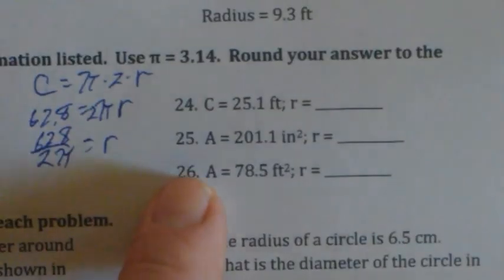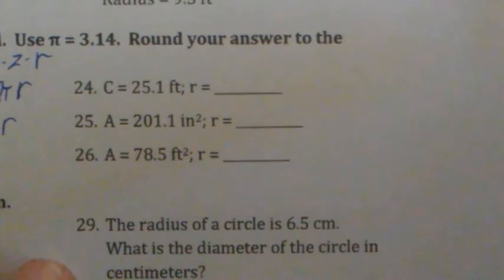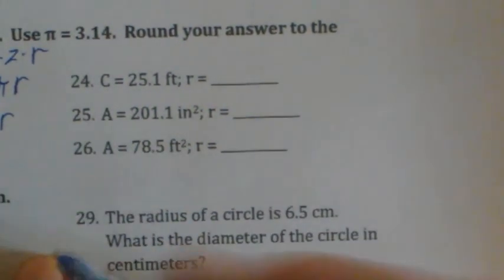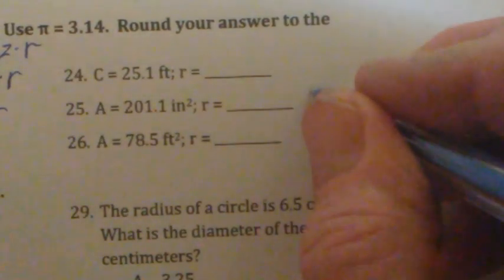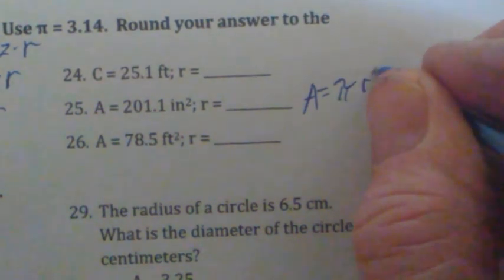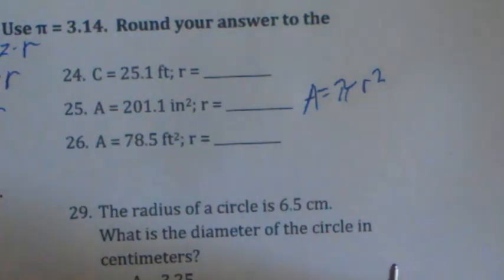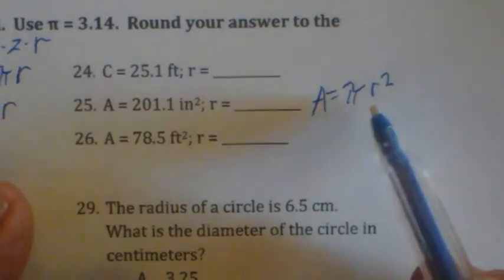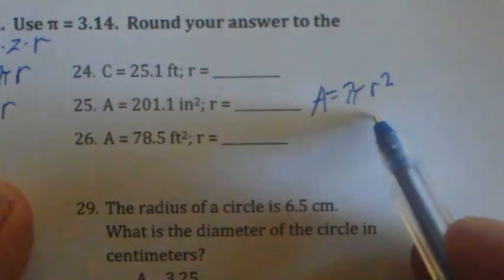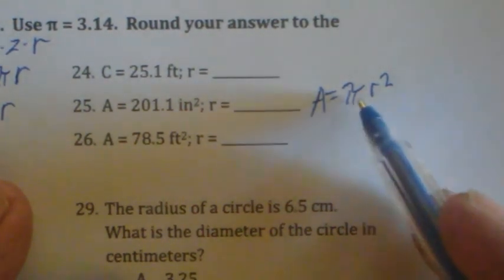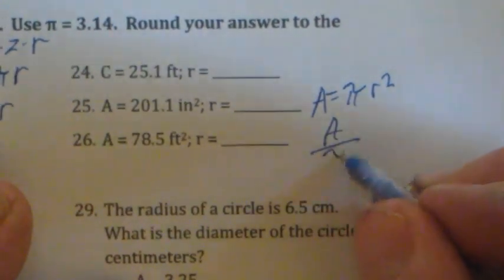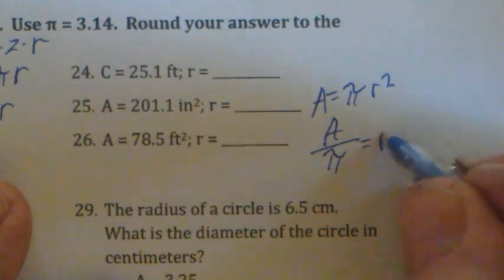Numbers 25 and 26 are different, though. This time they give you the area. Okay, how would you do that? Well, the area, remember, is equal to pi times r squared. So to get the radius given the area, what are you going to do? Well, you want just r. How do you get this equation down to just r? Well, let's divide by pi first to get rid of pi. So you have the area divided by pi, because you have to divide both sides, equals the radius squared.